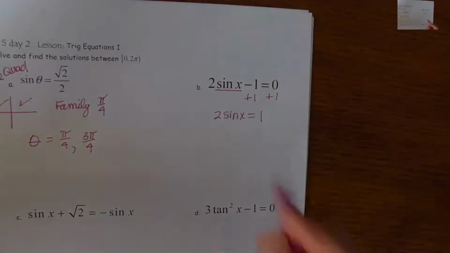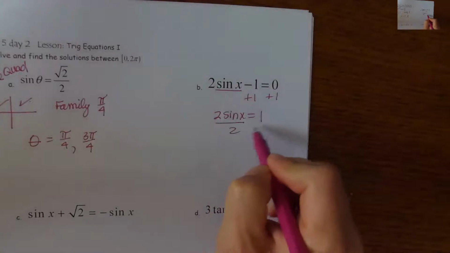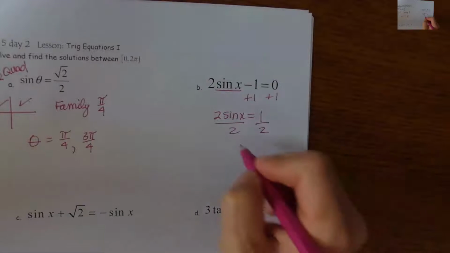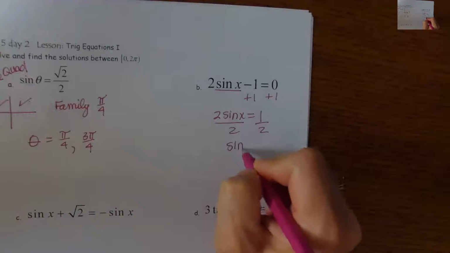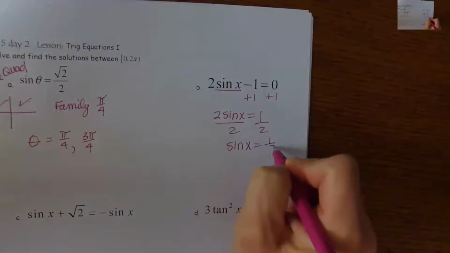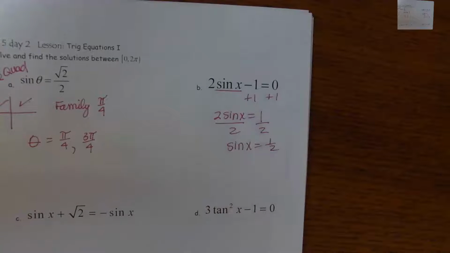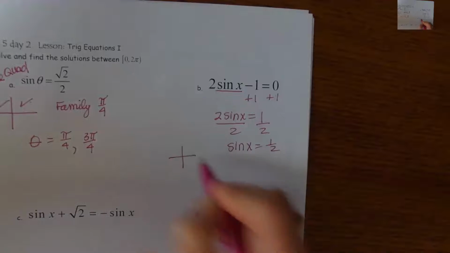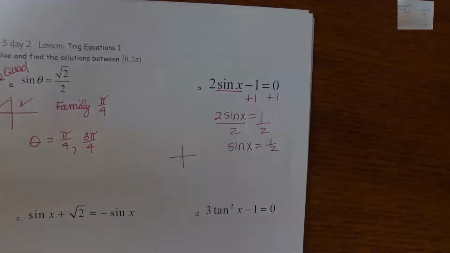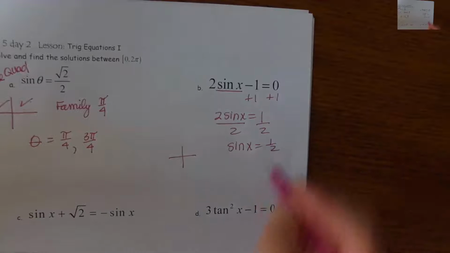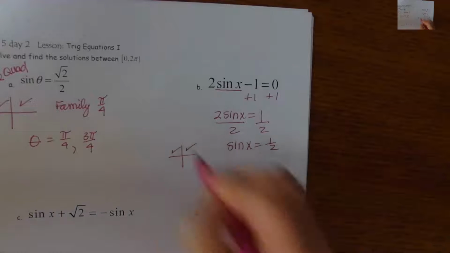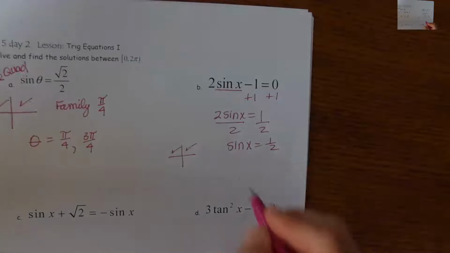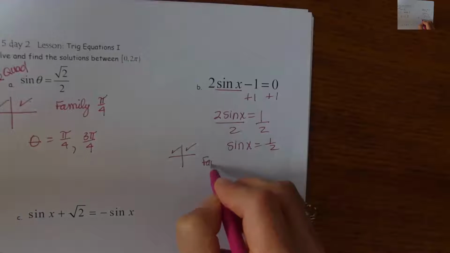Now, what do you think we should do? Divide by 2. So now I have sine x equals 1/2. Am I simplified? Yes. What's step number 2? Yeah, get the address. You found out what you want. You want a half. Now, where do they have those? Positive 1/2 are for sale here and here. What family is that in?